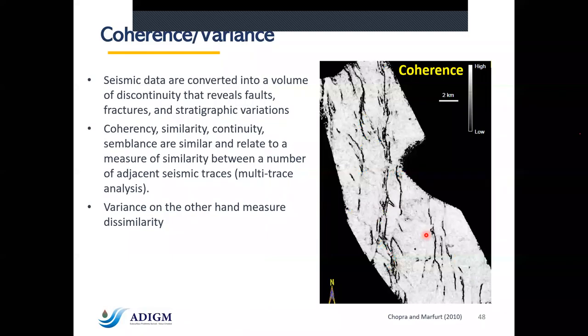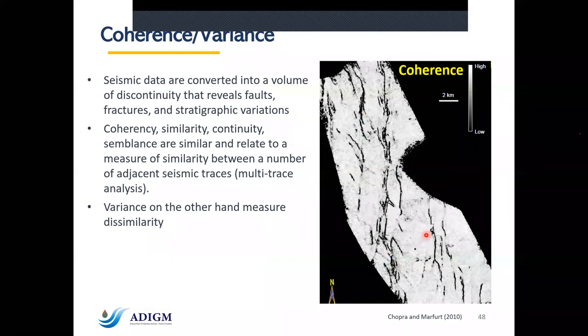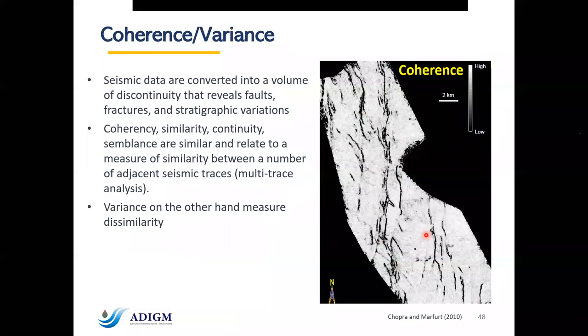The second one is coherence or variance. Here the seismic data is converted into a volume of discontinuity so that we can see the faults, fractures, and also stratigraphic variations. Other attributes like coherency, similarity, continuity, and semblance are quite similar and can be used to identify fractures. This kind of attribute is very commonly used by geophysicists, so it's not new.